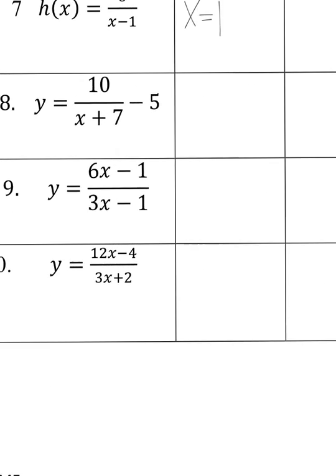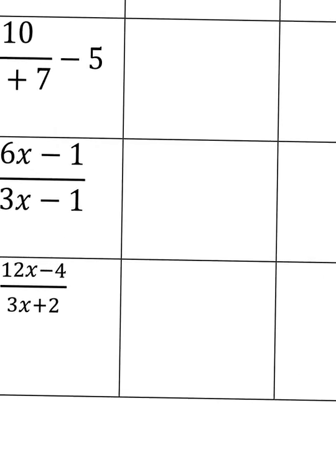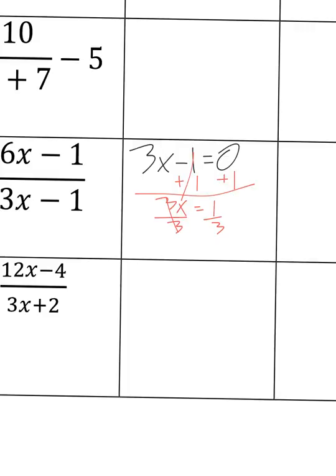I'll jump down to number 9. 3x minus 1, set that equal to 0. So in this little space, I'll try and write real small. And I get 3x equals 1, divide by 3, and x equals 1/3. That's my vertical asymptote there.